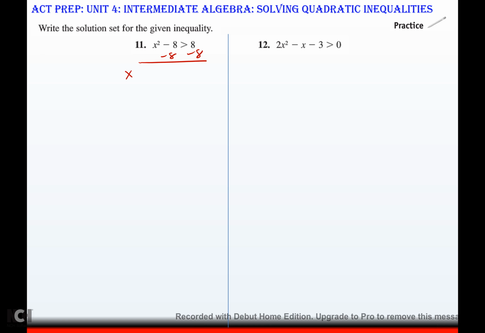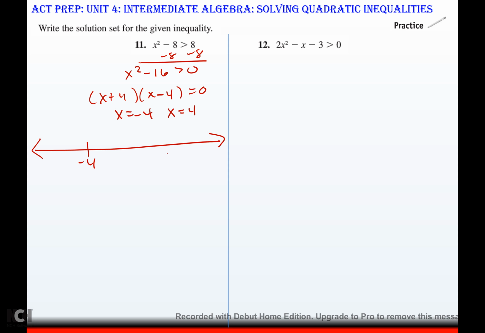Minus 8, that gives me x squared minus 16 greater than 0. Factor: x plus 4 times x minus 4, which gives me solutions at negative 4 and 4 on my number line. And we start testing. Pick something smaller than negative 4, like negative 6. So I'd have negative 6 plus 4, negative 6 minus 4. That's a negative. That's a negative. A negative times a negative is a positive, and that's greater than 0, so this is true. And I color without a bar. So keep it open.